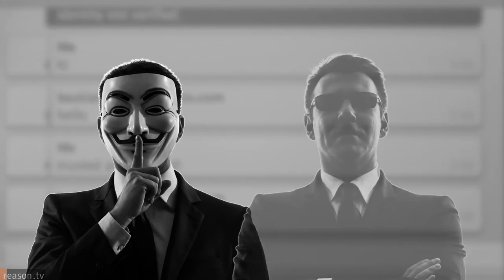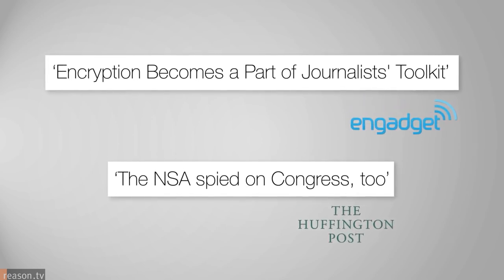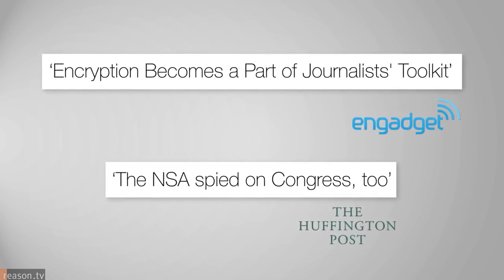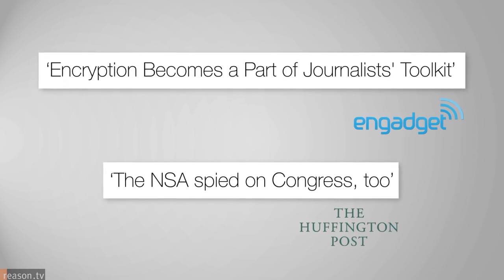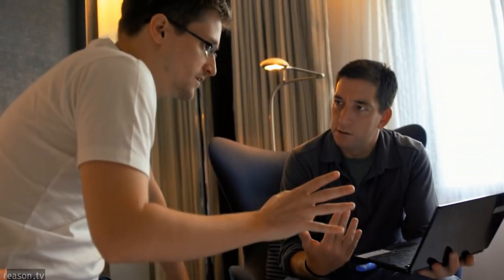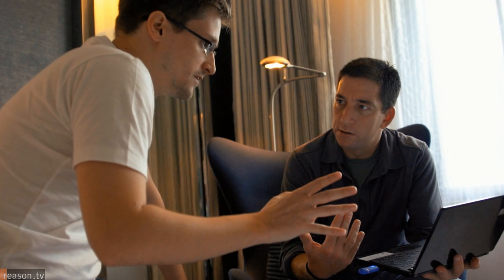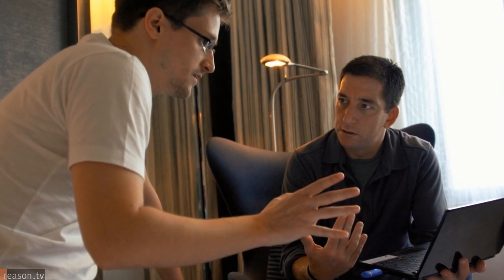Anonymous chatting on the internet isn't just for shadowy criminal hackers and government operatives. From journalists to congressmen, learning how to adjust the privacy of our digital communication is becoming an ever more important skill to know. When Edward Snowden first reached out to journalist Glenn Greenwald, he insisted on only using encrypted communications.